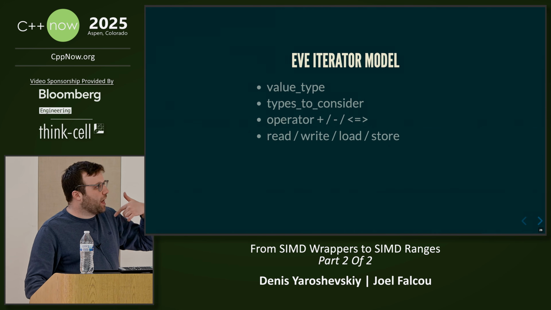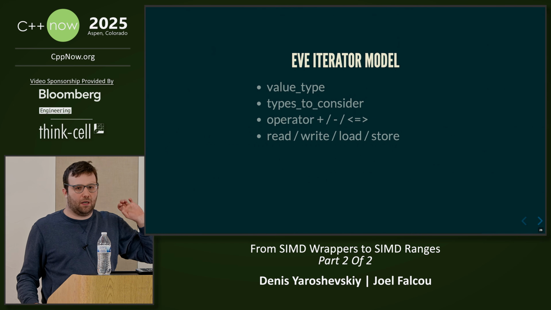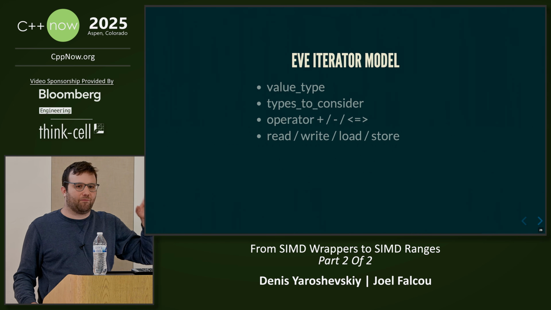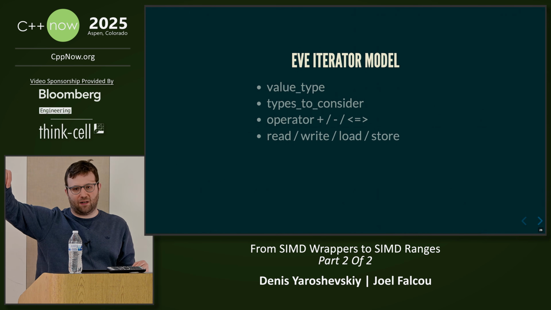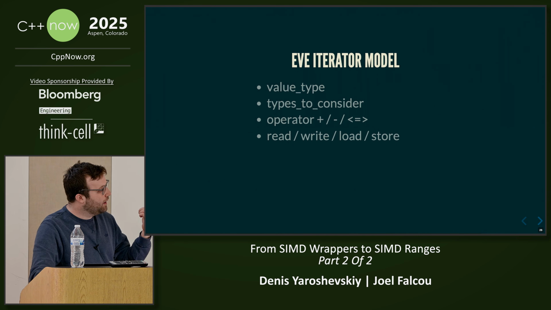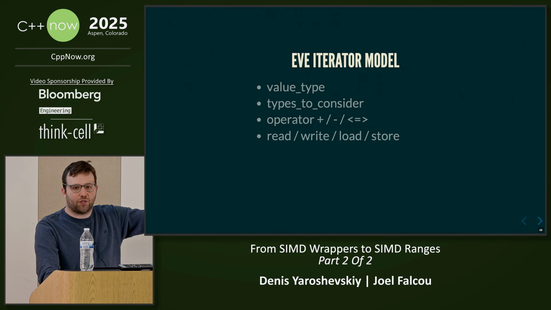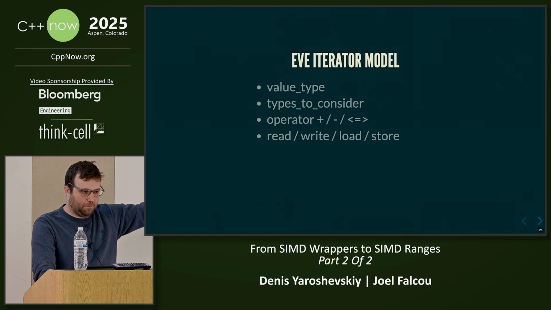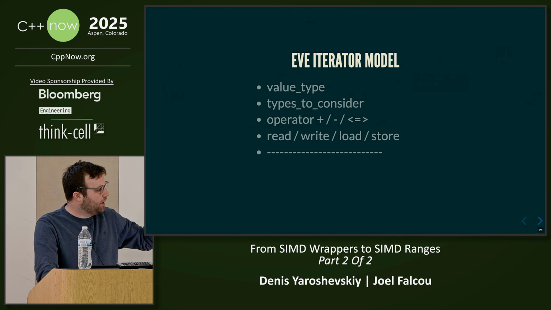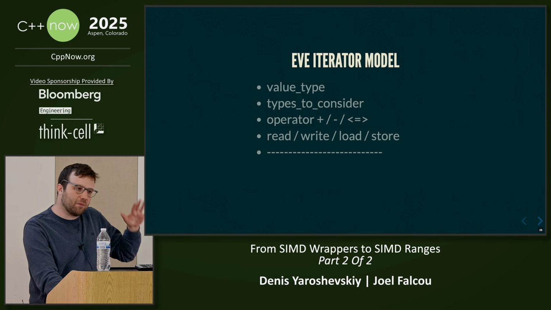We have read and write. This is just operator star. We just didn't want to do proxy references. So in reality, that would be an operator star that returns you one value. And then we have load and store. Those can load you a SIMD register. You can load a SIMD register, you can store a SIMD register, and you can do any size of the SIMD register you want. There are also other things that we have that probably the standard shouldn't. It's all about alignment.